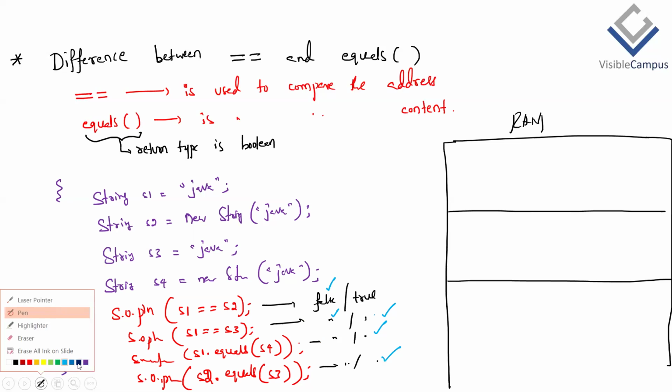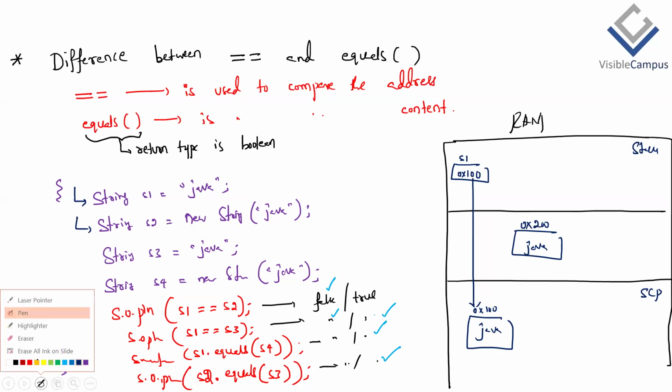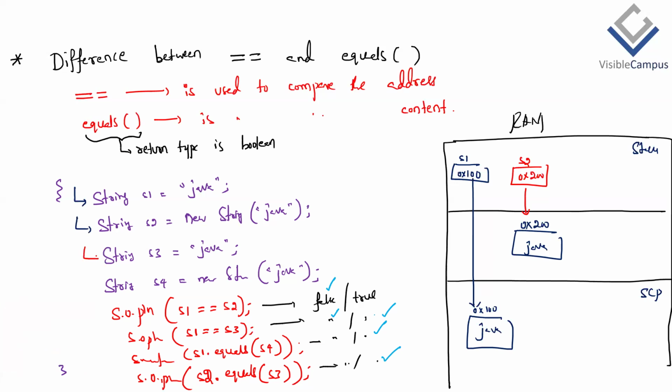So first let us go through the execution, where this Java will be created in the string constant pool, because it's not there. I'll write Java with some address 0x100, then the variable name in the stack, the local variable s1 with the address 0x100. What about line number 2? That will be in heap memory with a different address 200, the value is Java only. Then the variable name s2, which has 0x200 as the address pointing to that location.